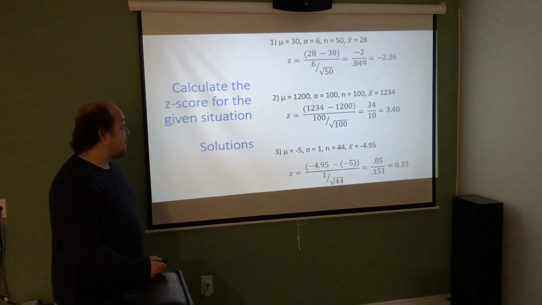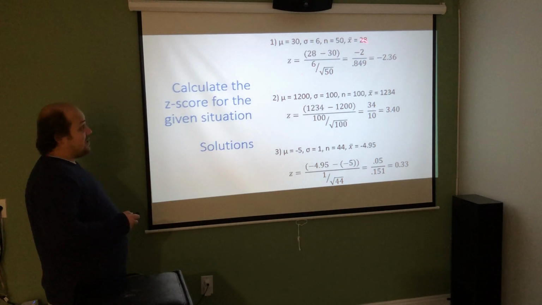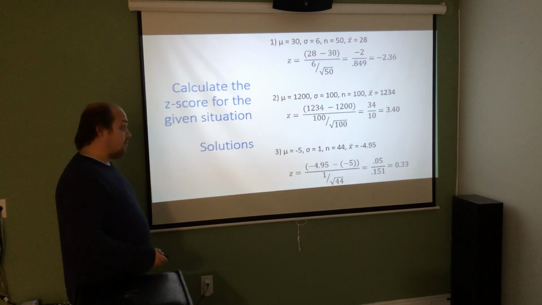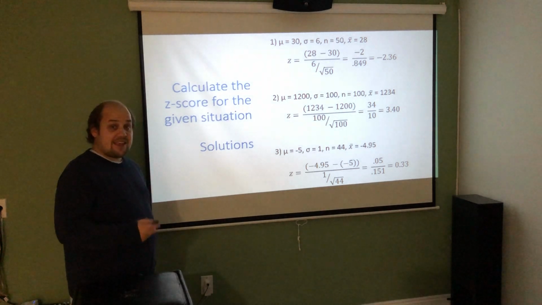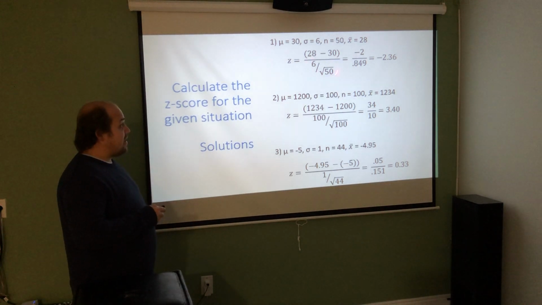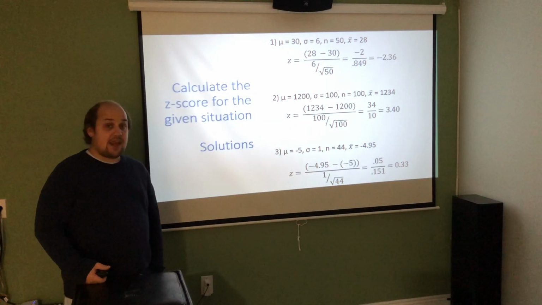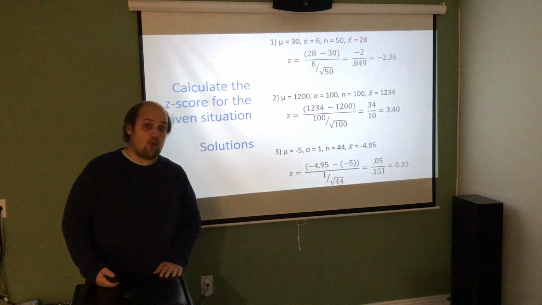Here is the math correctly done out though. So for the first one, we get -2 on top, 0.849 on bottom, which gives me a z-score of negative 2.36. For the second one, we get a z-score of 3.40, and for the third one, we get a z-score of 0.33. Notice each time that the key distinction is this bottom part where we're doing the standard deviation divided by the root of n. I would put parentheses around everything as you're putting it in to make sure that everything is going in the right order.